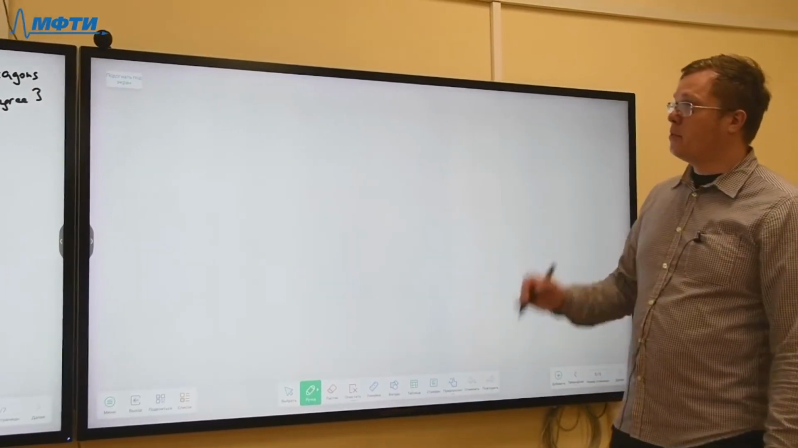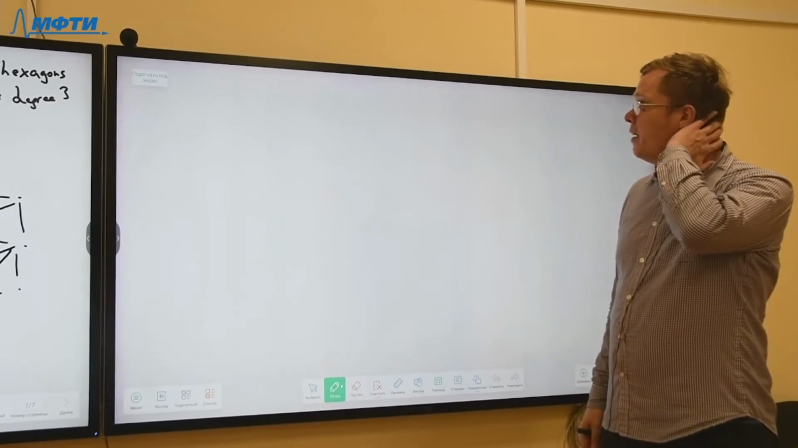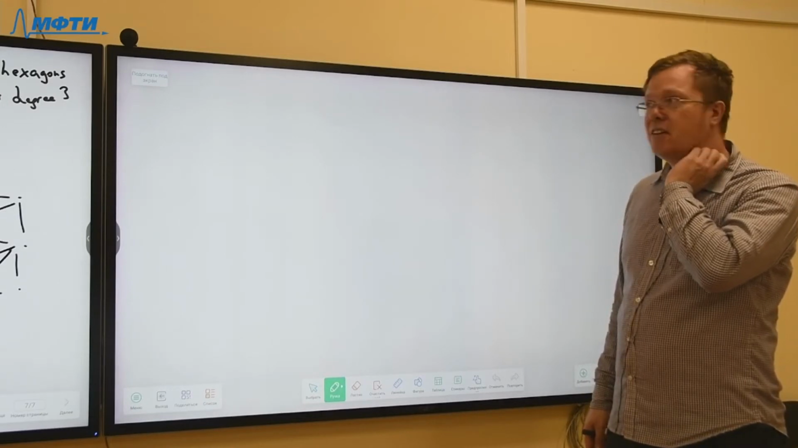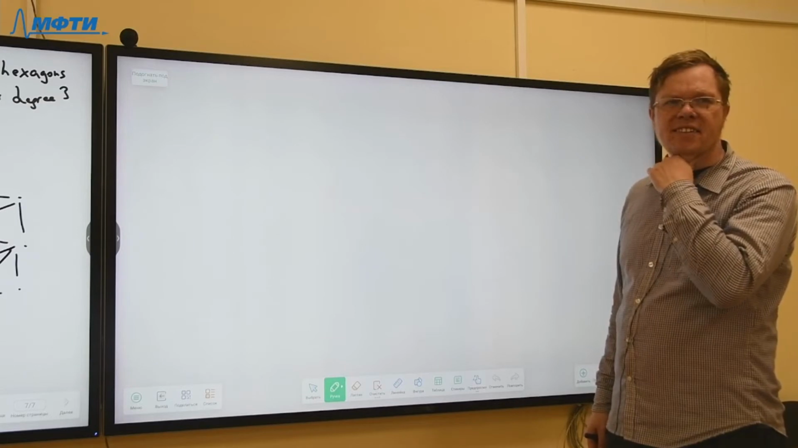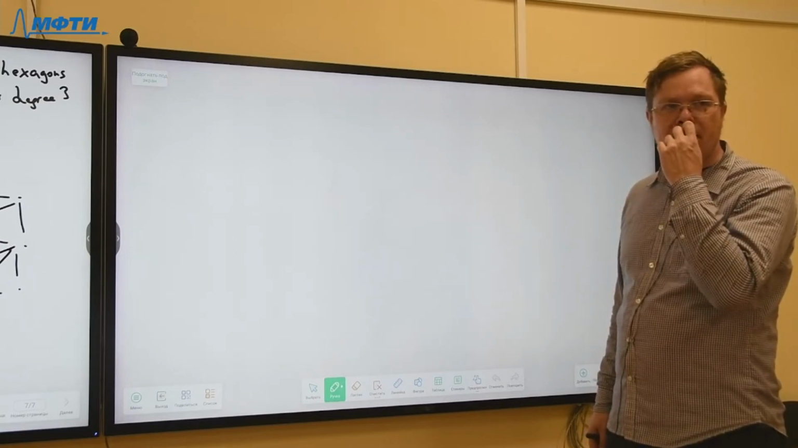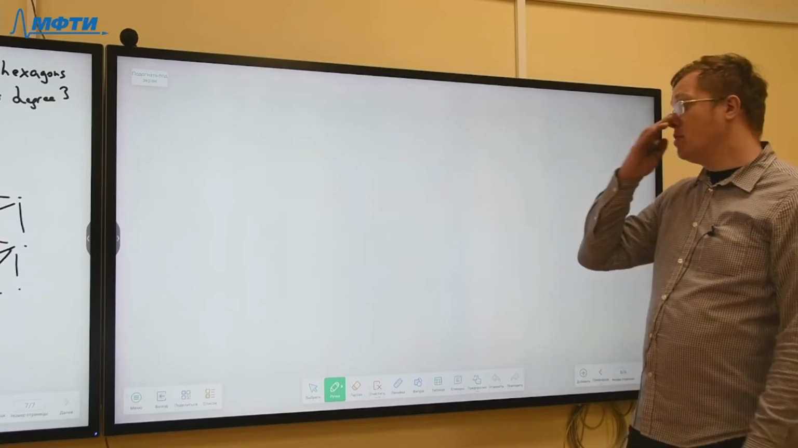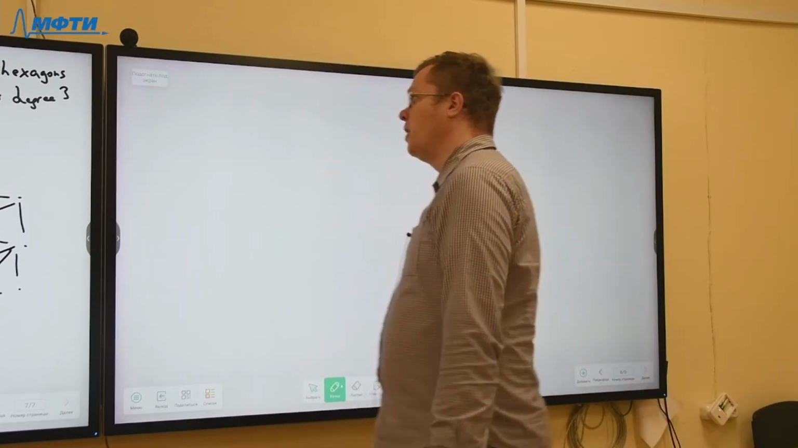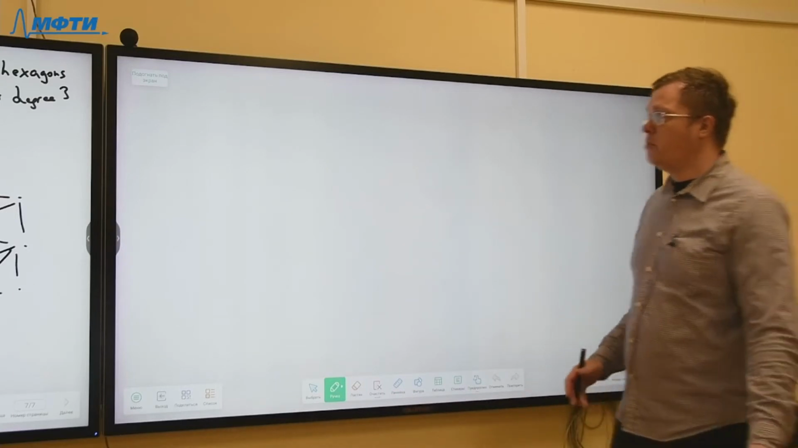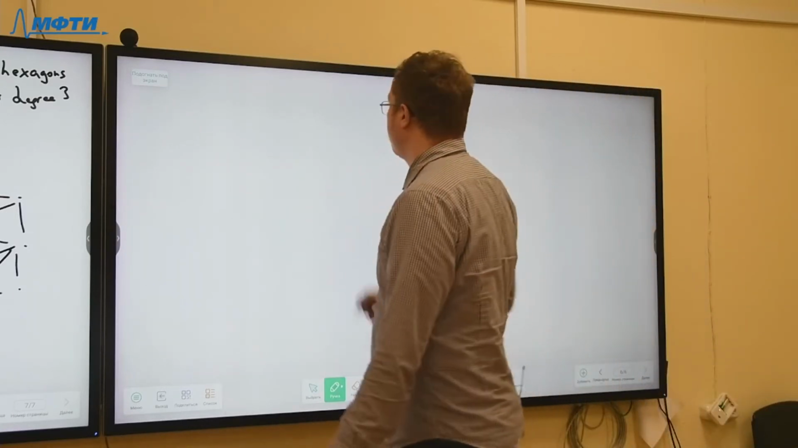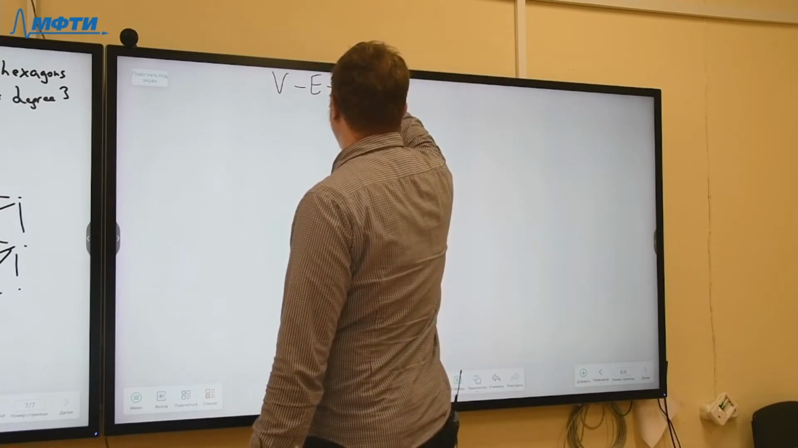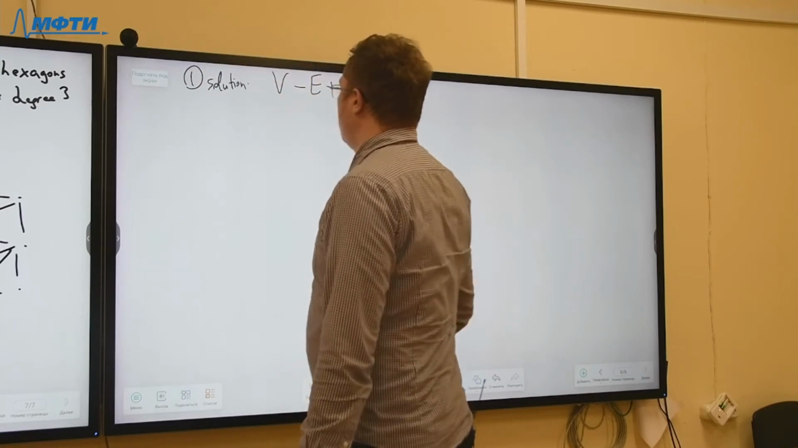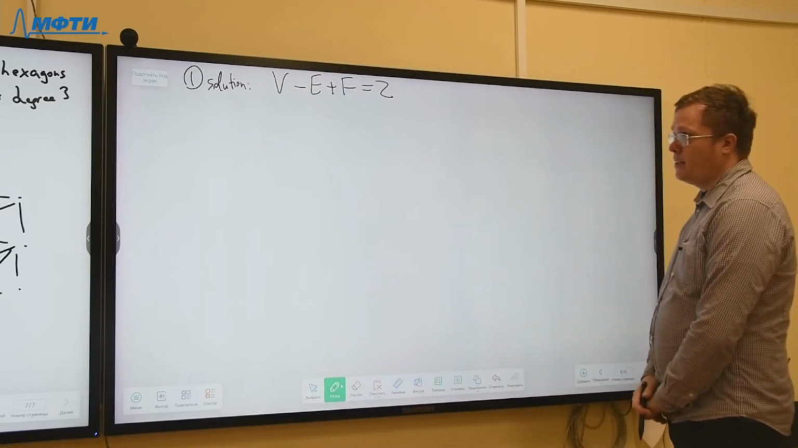So for the first problem, we need to just try to use the conditions and use them in the Euler formula, and just try to calculate the number of pentagons. So the Euler formula will be V minus E plus F equals 2. So what do we know? All faces are pentagons and hexagons.